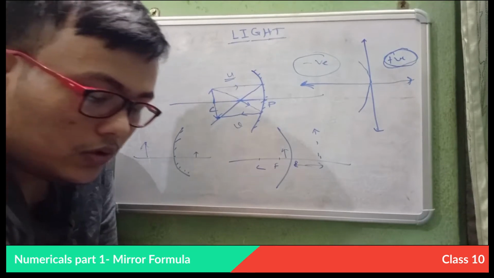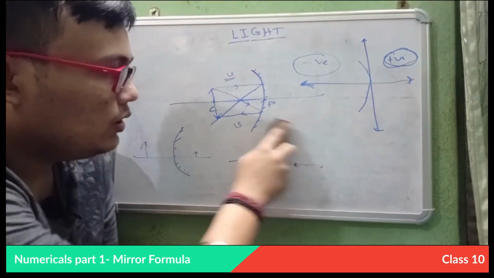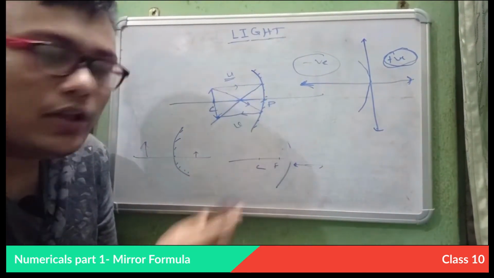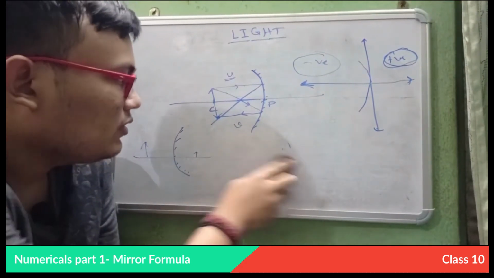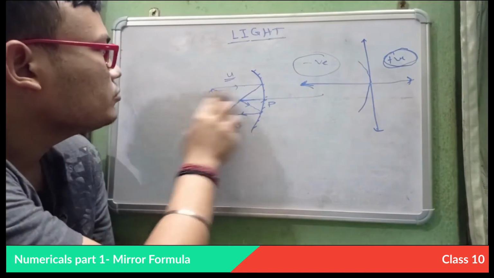Okay, so keeping in mind this sign convention, we have to solve our numericals. Once we solve our numericals, it will become a bit more clear.